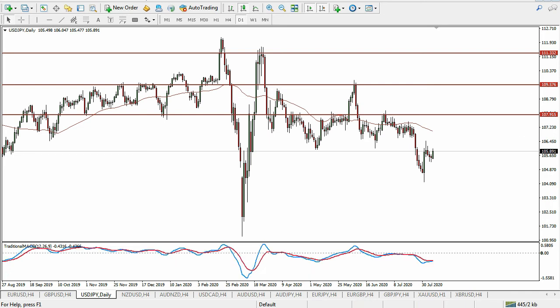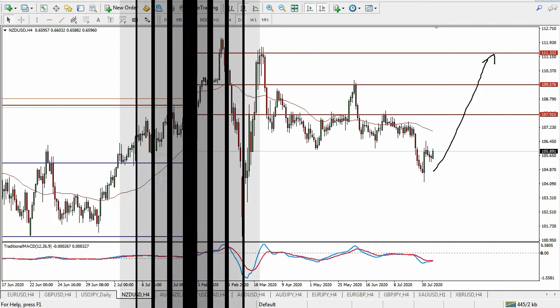So I want to show you my targets of USD Yen. This is my first target, this is my second target, and this is my third target. So this is overall a long-term trade for USD Yen. So all my view about the USD Yen is an upside move.